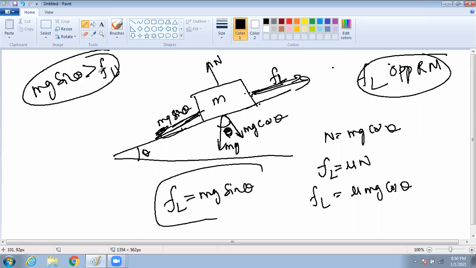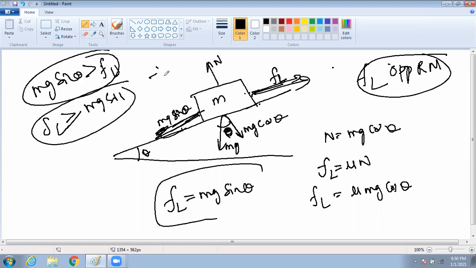If FL is greater than or equal to mg sin theta, then the body will be at rest. The moment mg sin theta is greater than FL, the body will move. So for the body not to move, FL should be equal to mg sin theta. Clear? So that means FL is equal to mu mg cos theta.